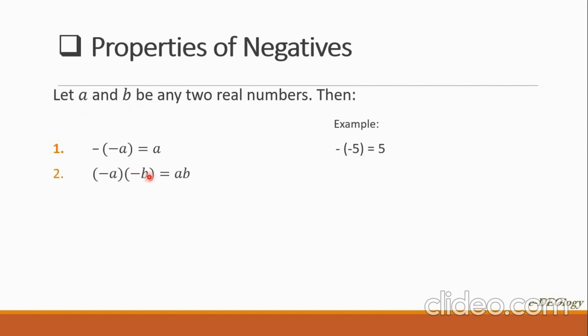The second rule is negative A multiplied by negative B equals positive AB. In other words, if we multiply two negative numbers, the answer will be positive. One example here is negative 5 multiplied by negative 3 equals positive 15.